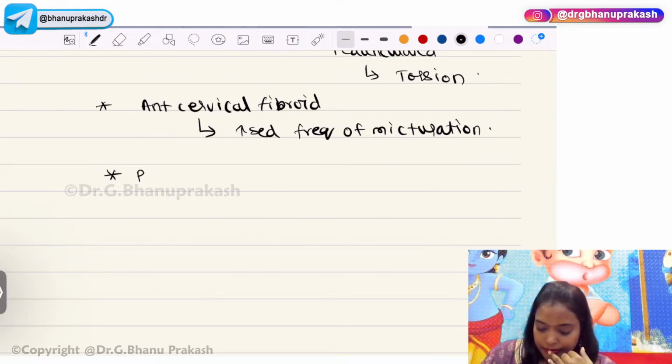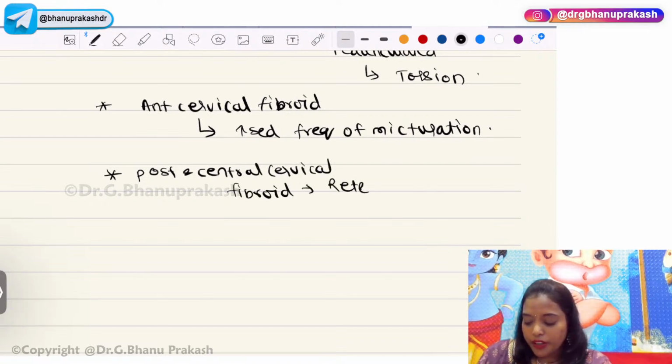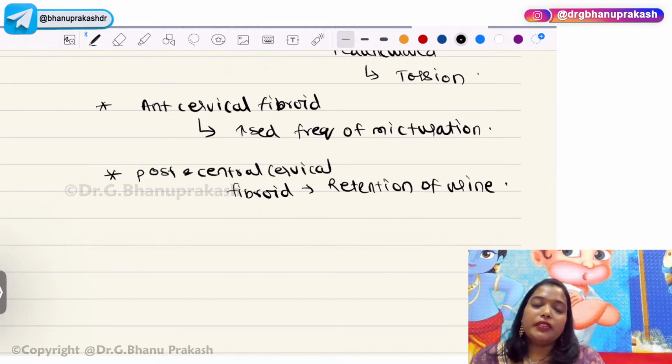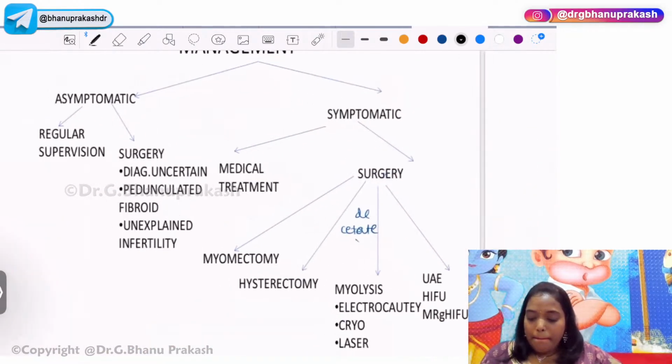Whereas posterior and central cervical fibroid, this will cause retention of urine. So anterior cervical fibroid will lead to increased frequency of micturition. Posterior or central cervical fibroid will lead to retention of urine. So those are all the symptoms and we have seen the investigation. Now let's go to the management.